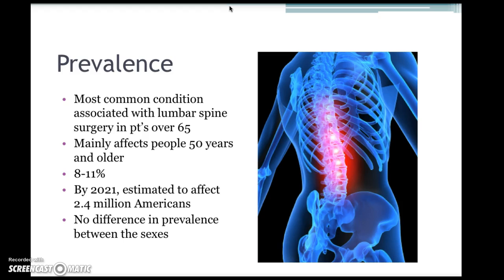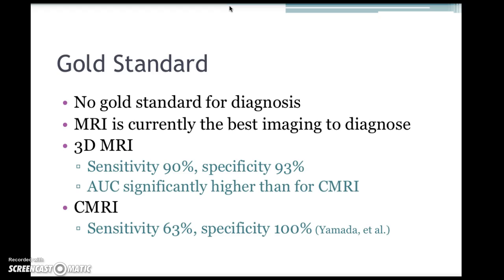Prevalence of lumbar spinal stenosis. It is the most common condition associated with lumbar spine surgery in patients over 65. It mainly affects people 50 years of age and older. In the United States, the prevalence is between 8 and 11%. By 2021, it has been estimated that it will affect 2.4 million Americans. It has also been shown there is no difference in prevalence between the sexes.